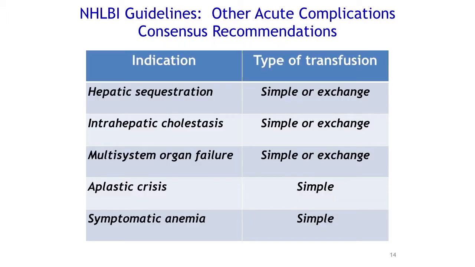So going forward with the guidelines, the NHLBI guidelines, consensus recommendations. Here they didn't have much evidence to base on, but they borrowed from their experiences. And let's see how we would relate what they suggested to our environment. Hepatic sequestration, simple or exchange transfusion is recommended by consensus.